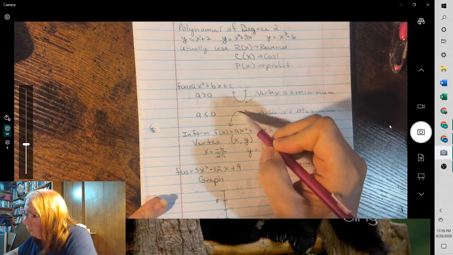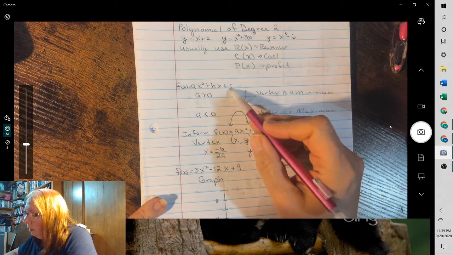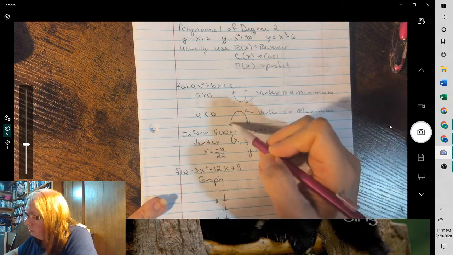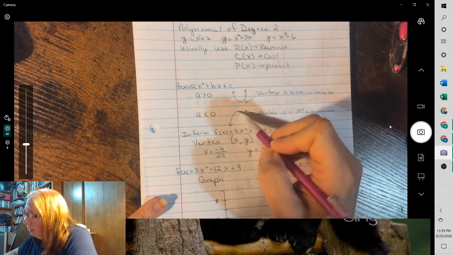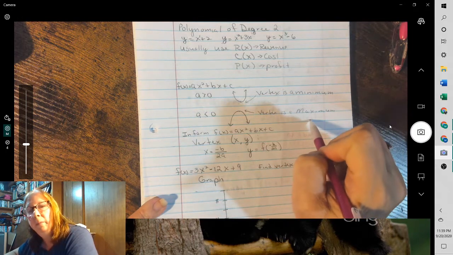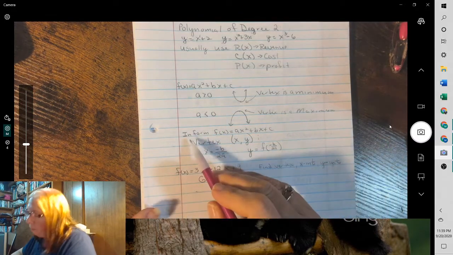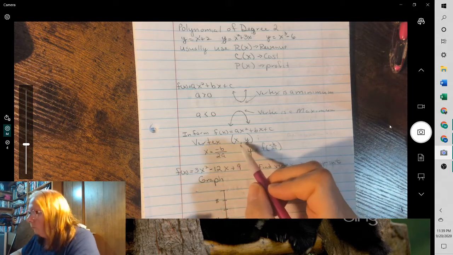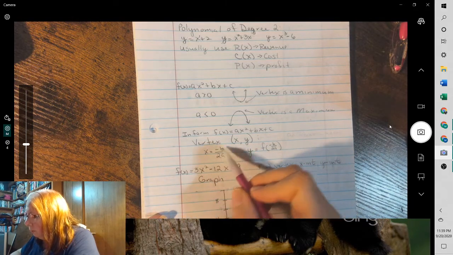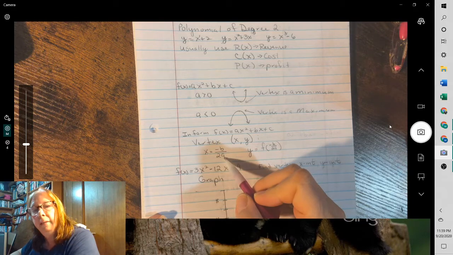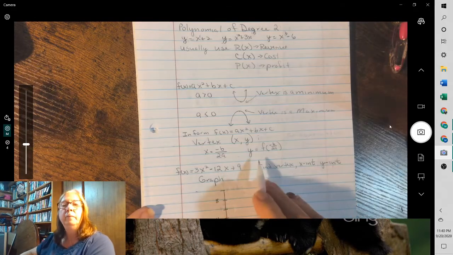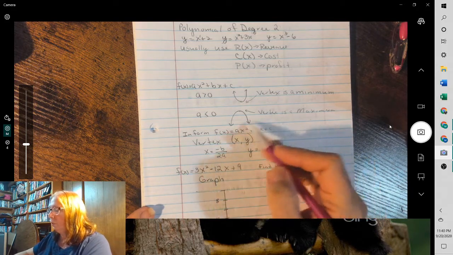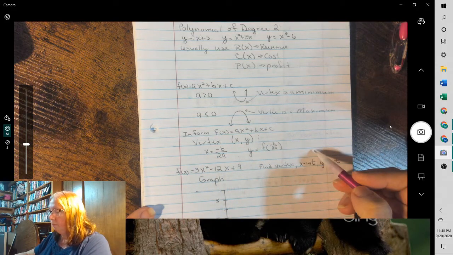And this point is called the vertex. Notice when it's going up, it's the lowest point on the graph, so it's the minimum. And when it's going down, it's the highest point on the graph, and so it's a maximum. When it's in this form, to find the vertex, we use x equals negative b over 2a. And to find the y value, you plug that answer into the equation, and that'll give you your y value.